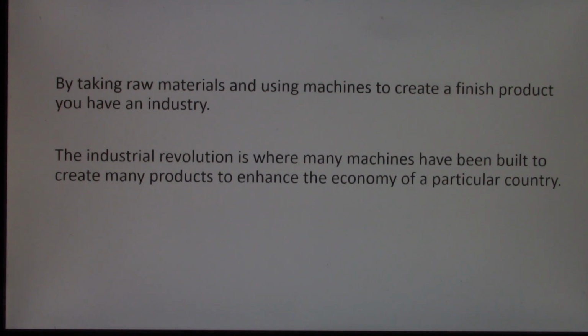Now, what we know is industry is the taking of raw materials and we use machines to create a finished product. So if you have a board and you cut it with a power saw and then you nail the board to make the frame of a home, that would be an industry. The Industrial Revolution is where we have many machines that are used to create products that enhance the economy of a particular country. Now, I believe industry is one of the terms that is on our term sheet.